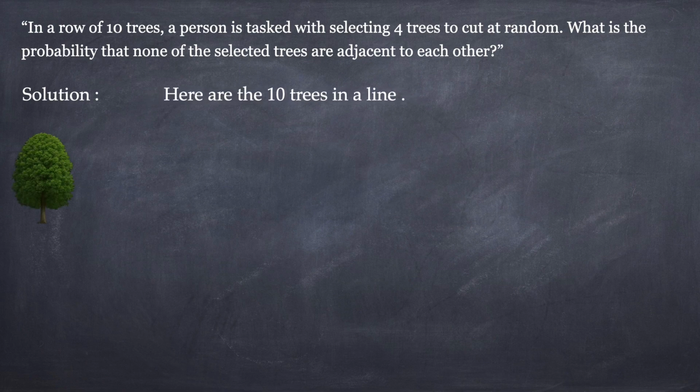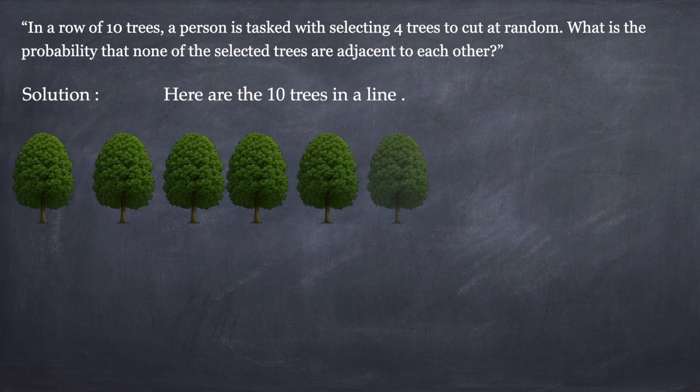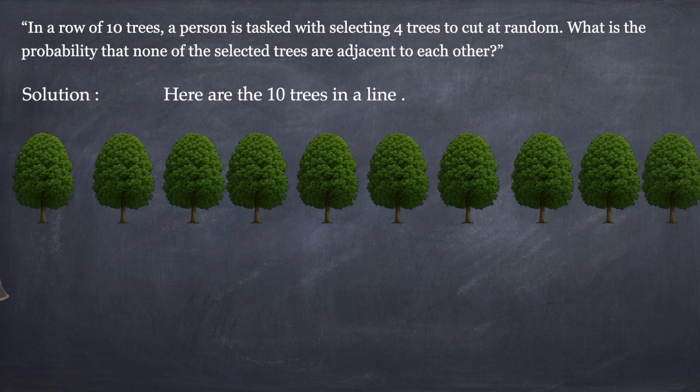Let us understand the problem first. We have a row of 10 trees, and a person is going to choose 4 of them randomly. Our goal is to find the probability that none of the selected trees are next to each other.